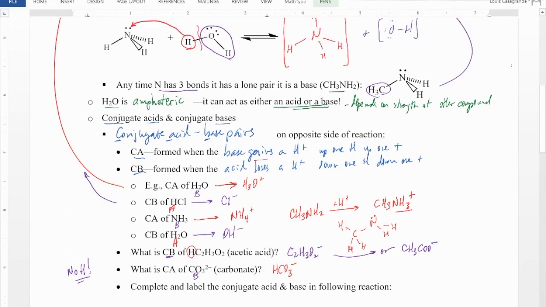HCO3 minus. You're never going to see it the other way. When we talk about weak acids and bases, I'll show you a couple of alternate ways of writing several of the different weak acids and bases.